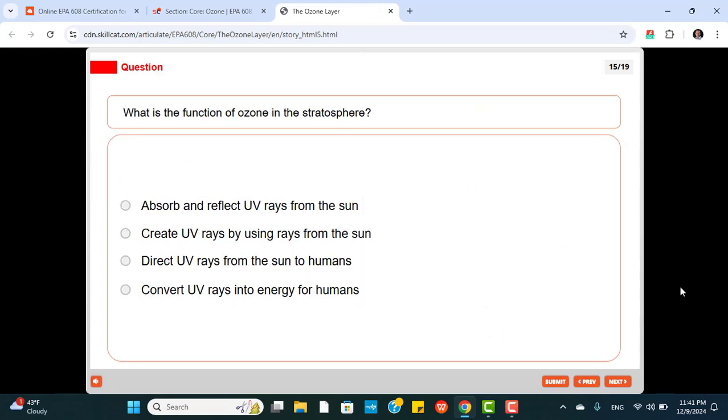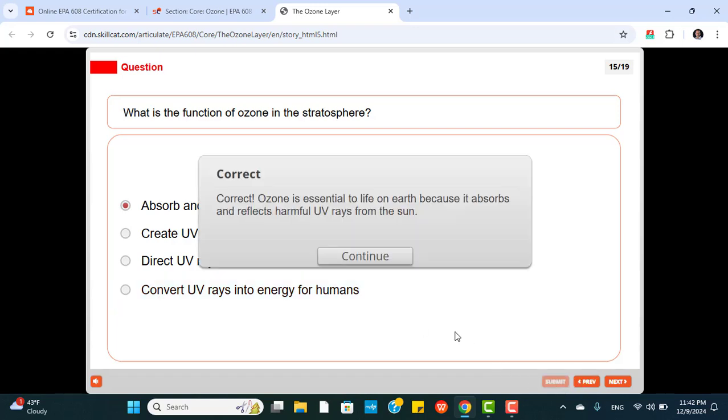What is the function of ozone in the stratosphere? Absorb and reflect UV rays from the sun. Correct. Ozone is essential to life on Earth because it absorbs and reflects harmful ultraviolet rays from the sun.